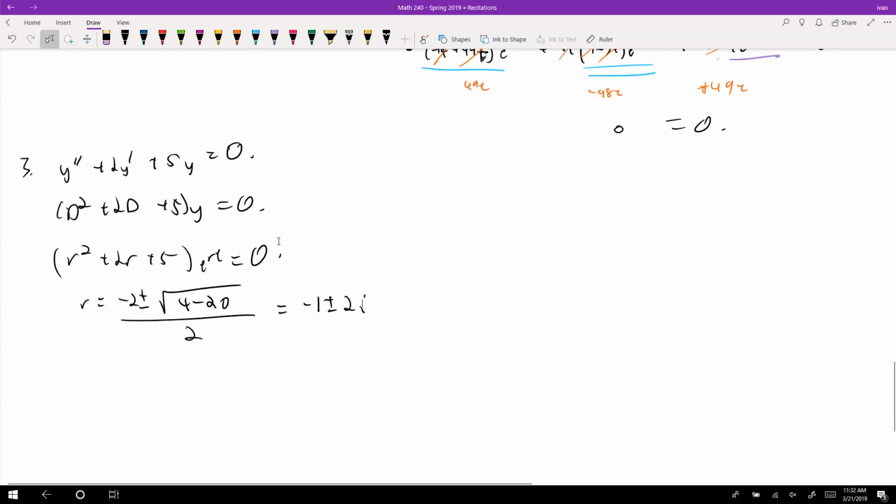And what do we do in the following? So right now, the kernel of L is equal to the span of e to the negative 1 plus 2i times t and e to the negative 1 minus 2i times t, right? Because there are two roots here. One of them is the plus and one of them is the minus. So, all right, we have that.